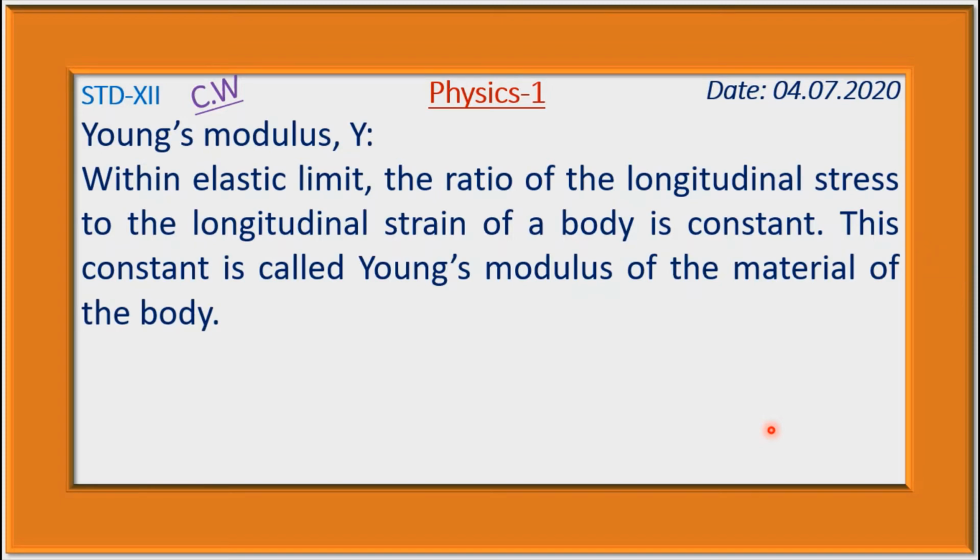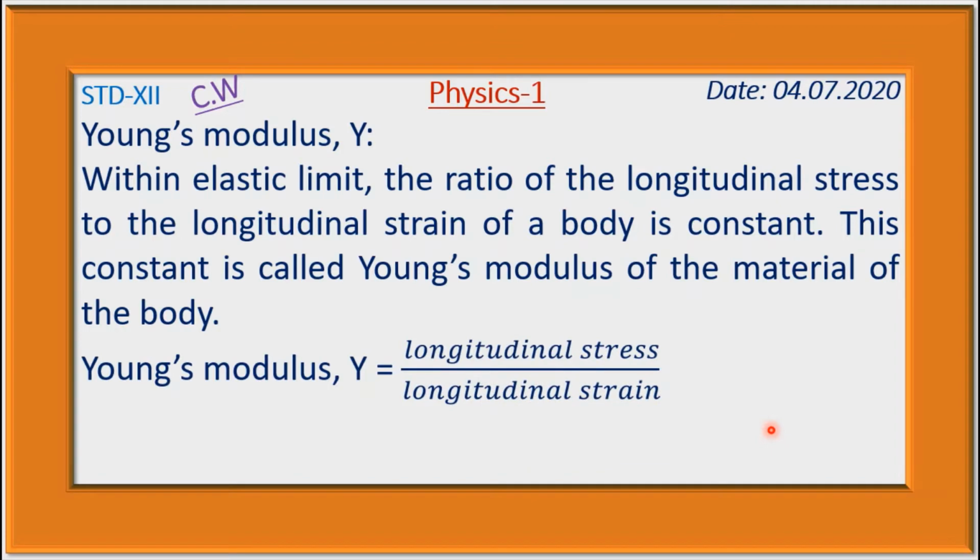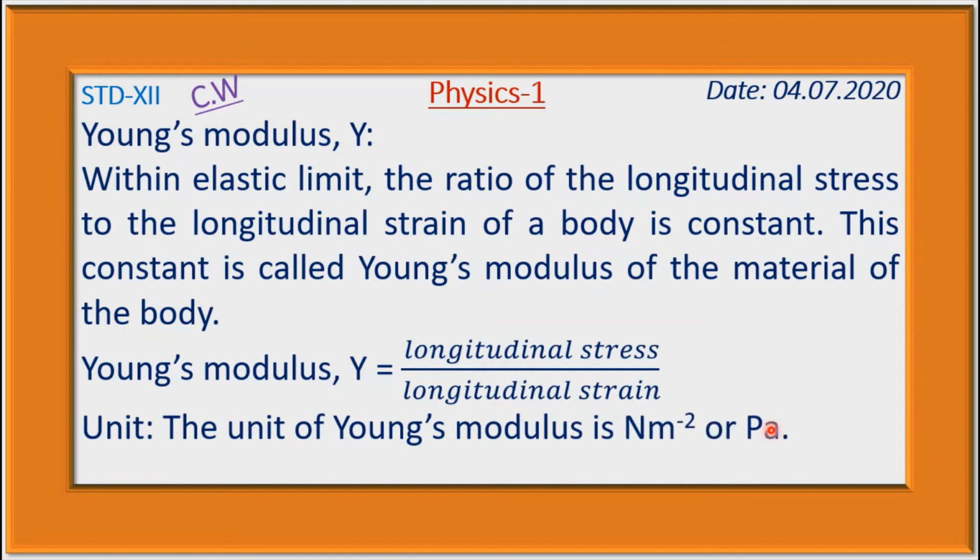We know if the length of a body is changed, then this type of strain is known as longitudinal strain, and the stress produced due to the longitudinal strain is known as longitudinal stress. And Young's modulus Y is equal to longitudinal stress divided by longitudinal strain. The unit of Young's modulus is Newton per meter square or Pascal. We know unit of elastic constant is Newton per meter square, so the unit of Young's modulus is also Newton per meter square or Pascal.